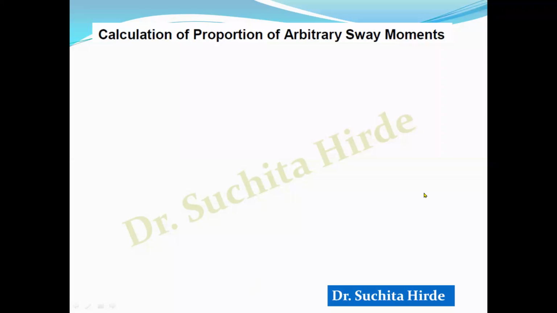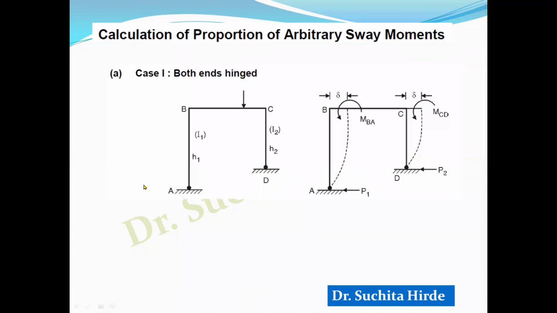As I told you, stage 2 analysis is carried out for sway moment, but initially we don't know what delta is and therefore we have to assume this value of sway moment. So let us see how to assume this value of sway moment. It depends on the support condition of the column.